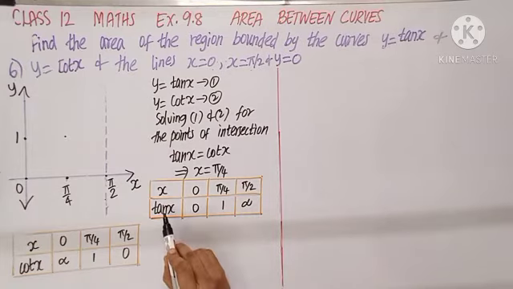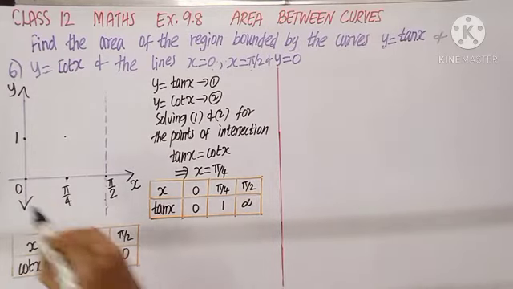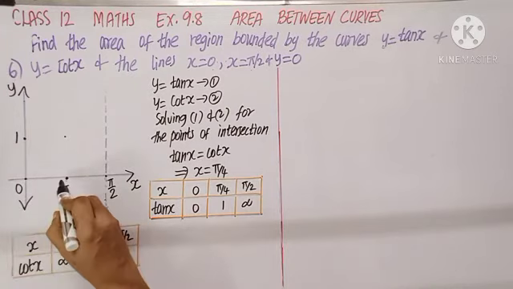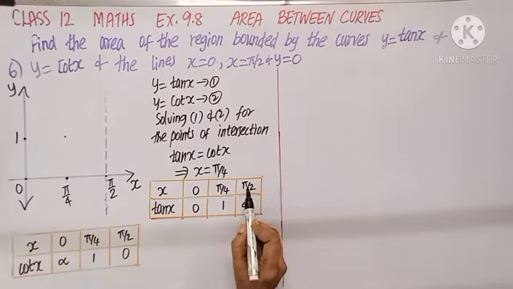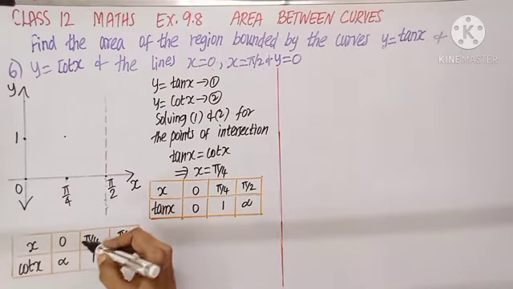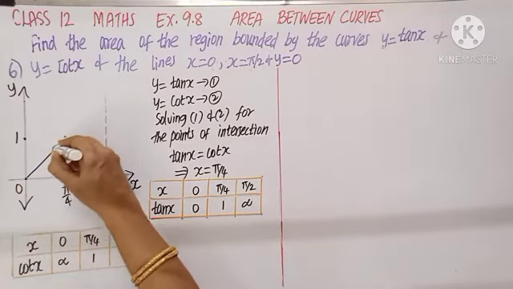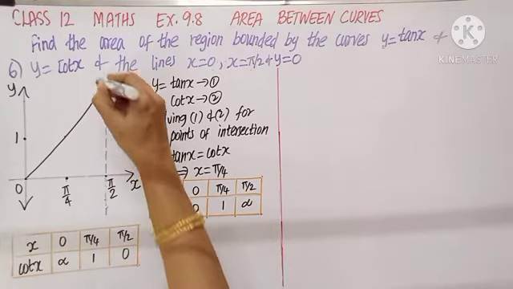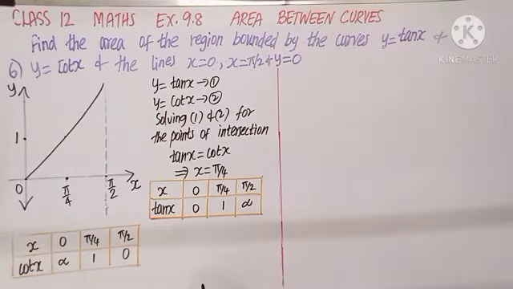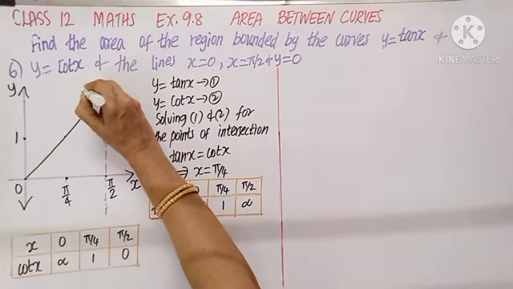So tan x: at 0, it is 0; at pi by 4, it is 1. For pi by 2, it goes up to infinity. So how does the curve go? It goes like this. Goes on and on. Now we have the other curve. So this is the tan x curve.